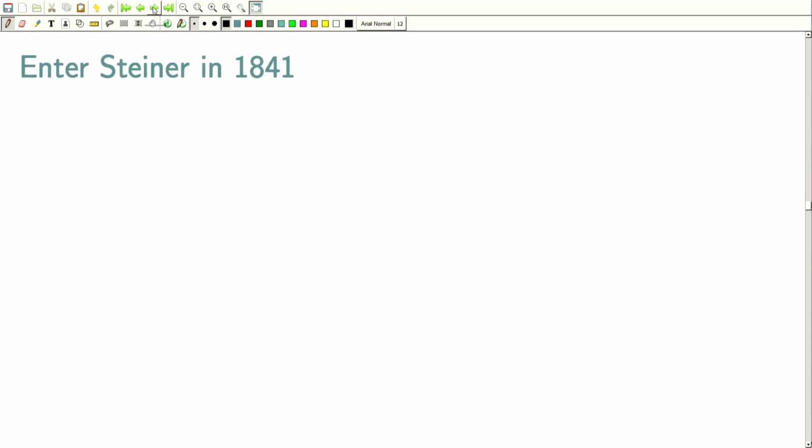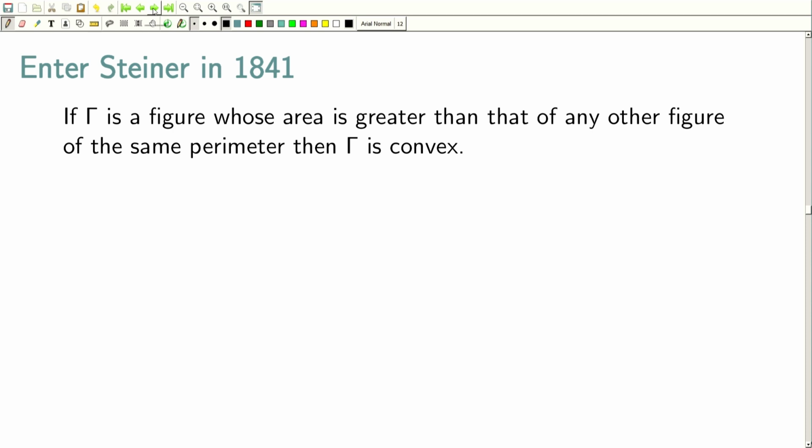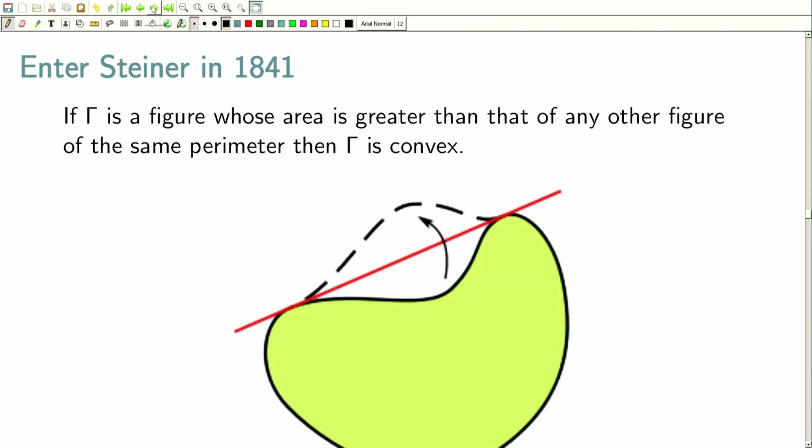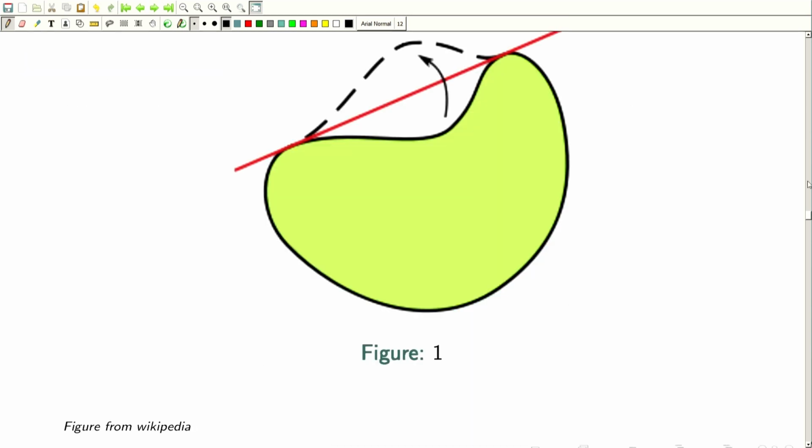Okay, so now that is the time when Steiner entered, in 1841. If gamma is a figure whose area is greater than that of any other figure of the same perimeter, then gamma is convex. That is trivial to observe, you can convince yourself. Suppose it is not convex, then you just flip it along this line, and what you get is that this entire area is bigger than this green patch. So, therefore, it has to be convex.